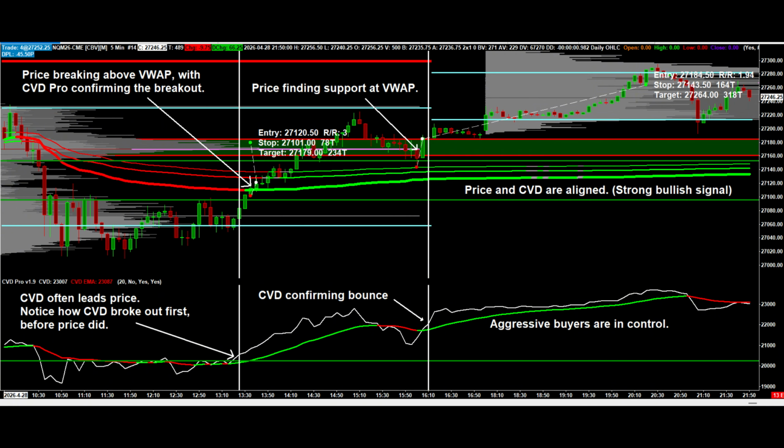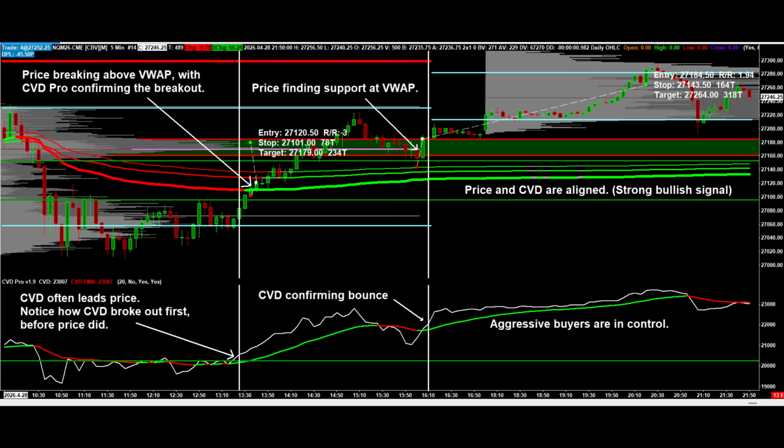The wrong way to use CVD. Before we build out the framework, let's address the common mistakes. Most traders use CVD like this: CVD going up means buy, and CVD going down means sell. That is far too simplistic.